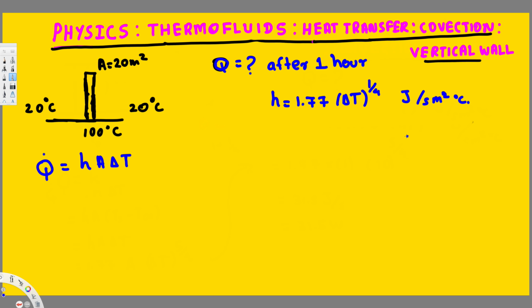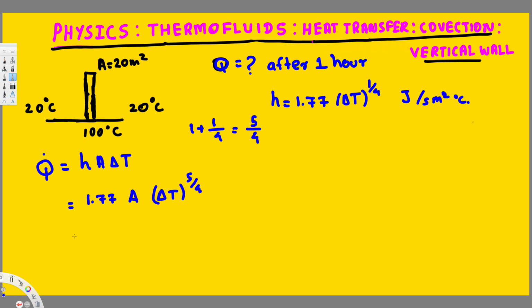Now let's go ahead and plug this into this equation. This is going to be 1.77. We already have a delta T, and in this heat transfer coefficient equation we have a delta T to the power 1 over 4. So this is power 1, this is power 1 over 4. If you add them together, 1 plus 1 over 4, that's going to give you 5 over 4, right? So we can write delta T to the power 5 over 4, and we are going to have area right here.